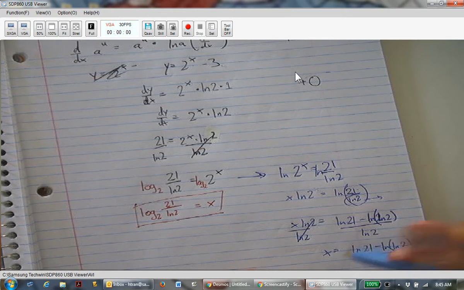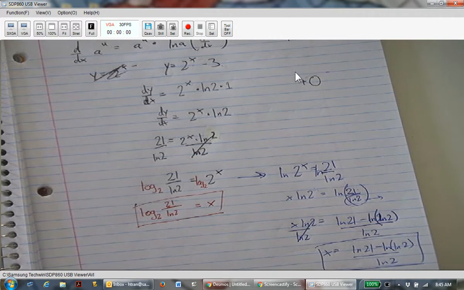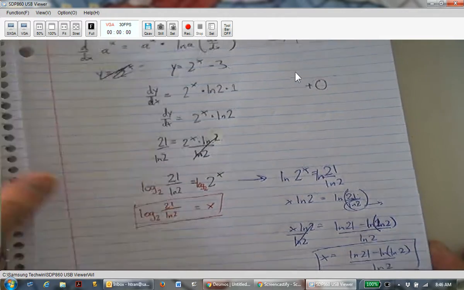Do you see how much fun Mr. Wee has with natural logs and logarithms? I was just being sarcastic, guys. This is a very frustrating course for me.